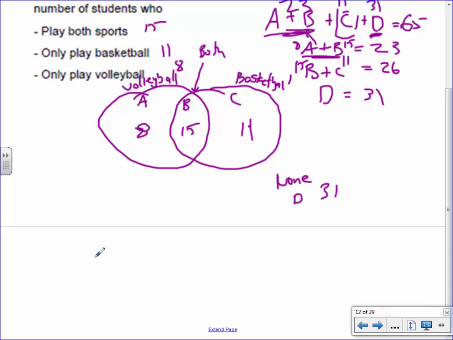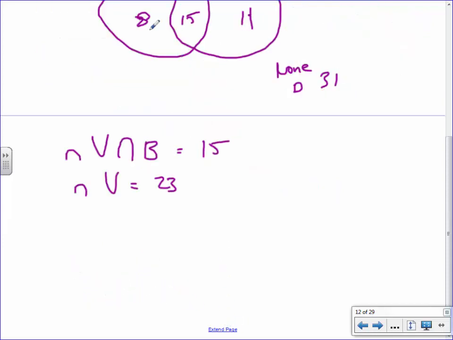If I asked you volleyball and basketball, the number of kids who do that, I would say it's 15. Okay, that's what this means. The number of kids who play both volleyball and basketball is 15. That makes sense, everybody? If I were to say the number of kids who just play volleyball, it would be 23. Because 8 and 15 adds up to 23.